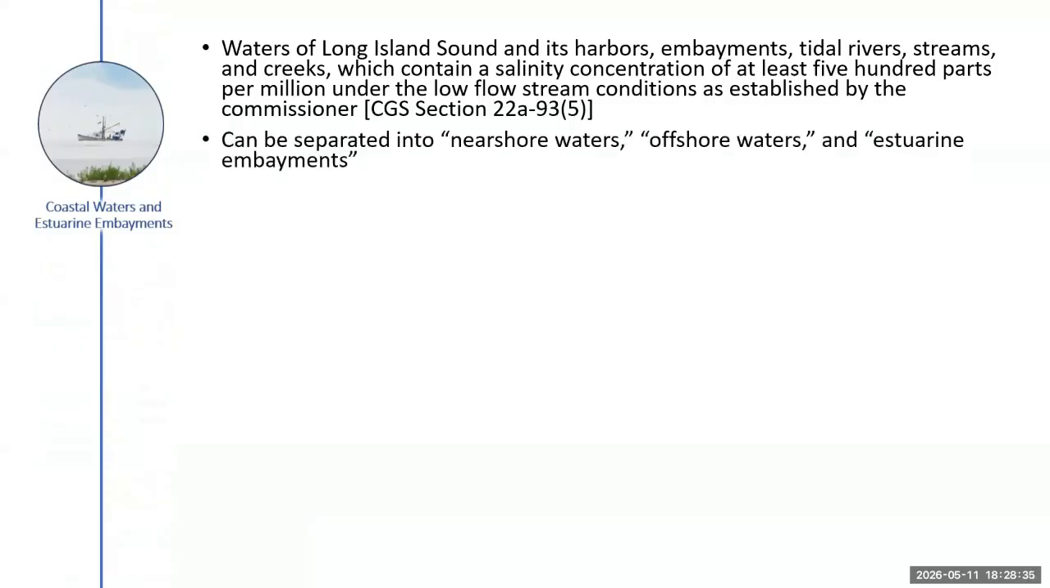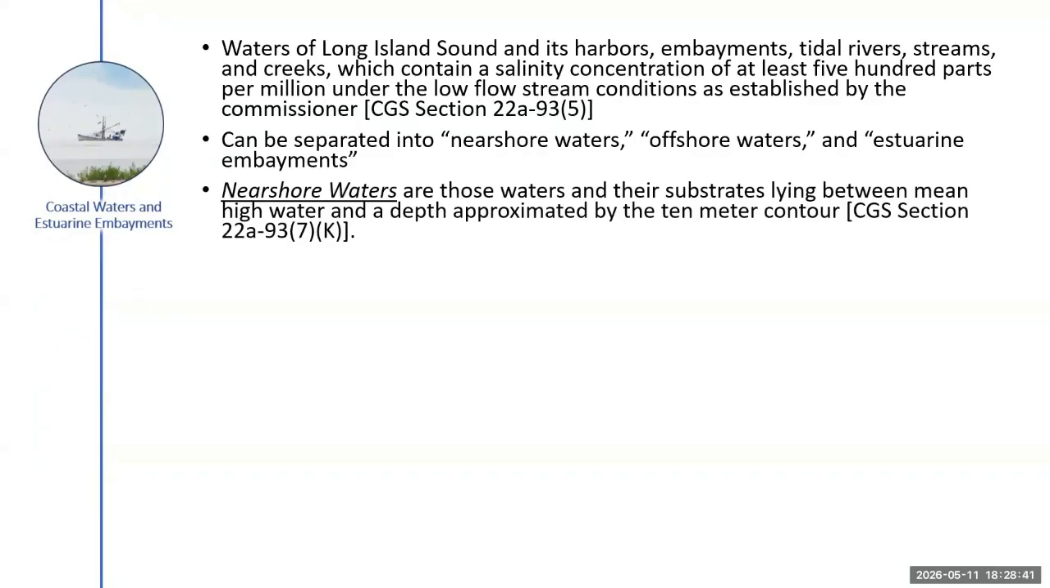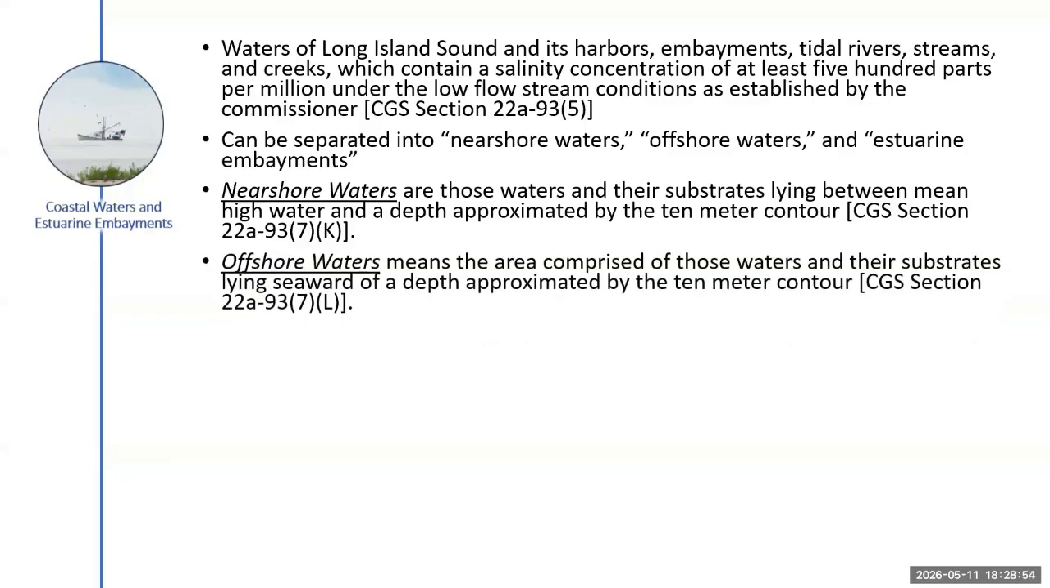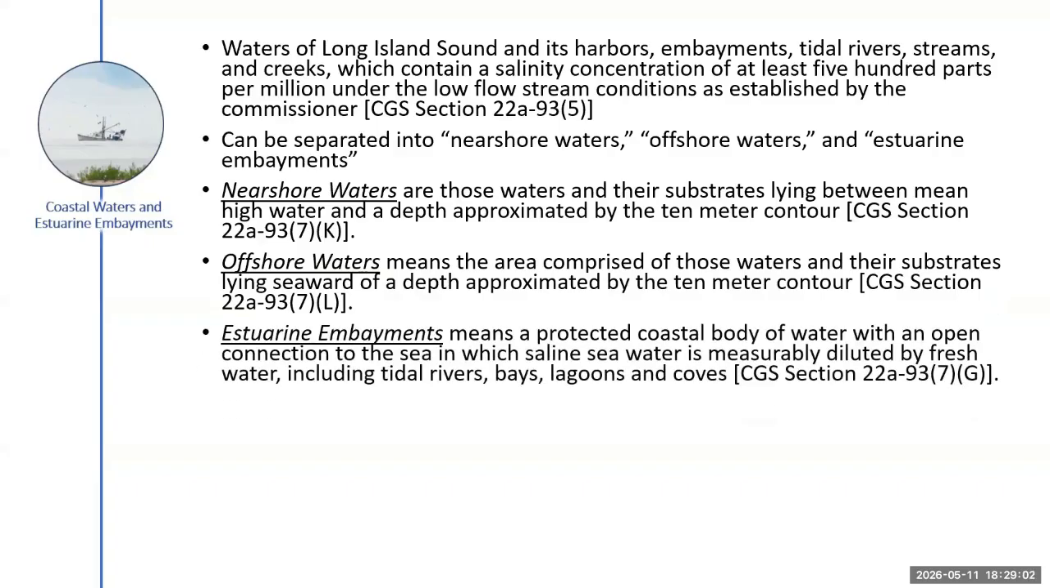And they are typically separated into nearshore waters, offshore waters, and estuarine embayments. The nearshore waters are the waters and the land beneath them between mean high water and whatever depth the 10-meter contour would take you to. The offshore waters are basically waters beyond the 10-meter land contour.